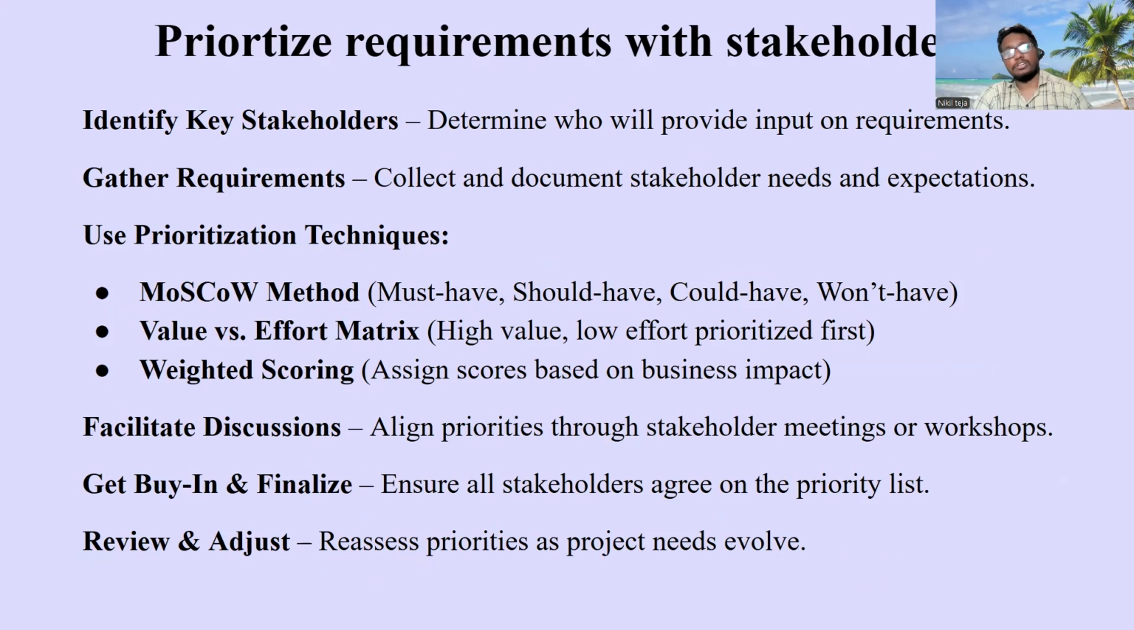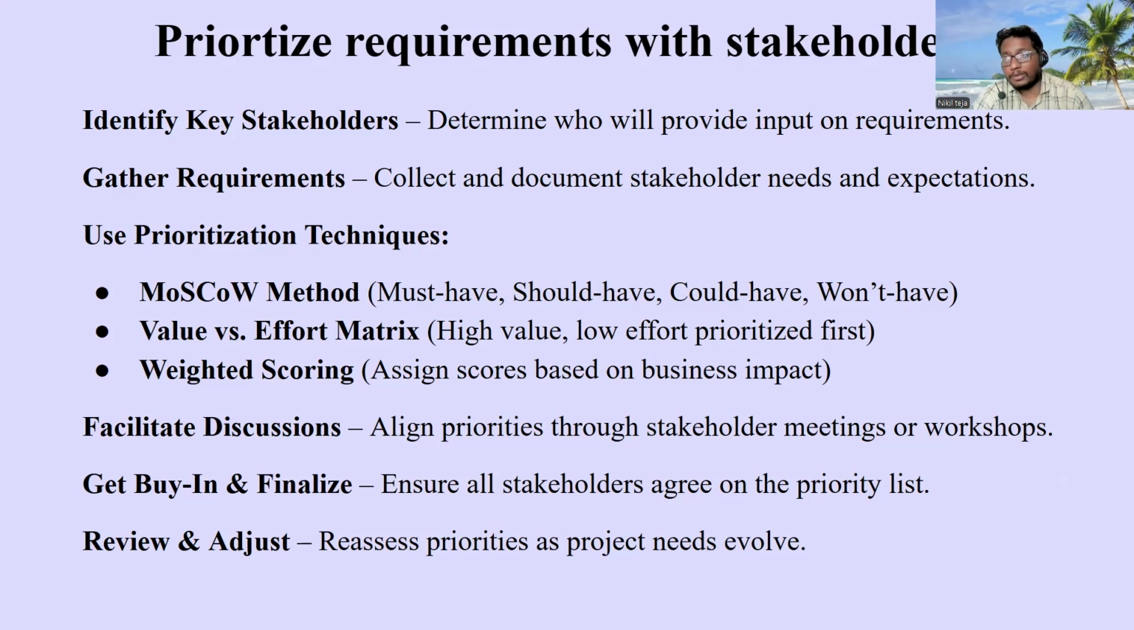Prioritize requirements with stakeholders. Okay, you will be prioritizing the requirements with the help of stakeholders. For example, let's say you're building a software or an app, right? The design team will be saying build this feature, it will attract more customers. The development team will be saying no, I want to build this feature, because it takes less time for me to build. So we have to prioritize, right? We have to prioritize by sitting with the stakeholders and taking their inputs.